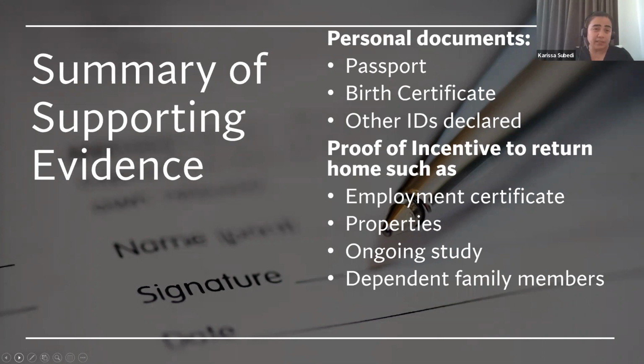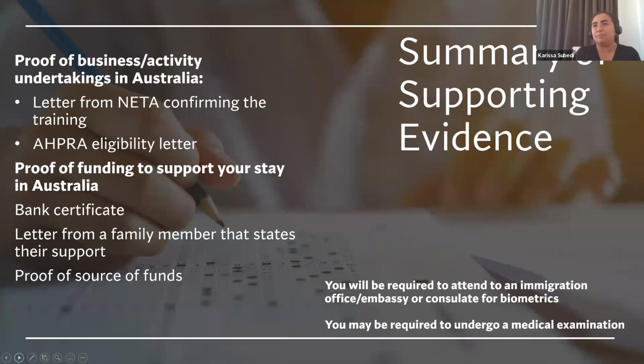If you have ongoing studies back home, that's also something that you need to go back to. And if you've got some dependent family members, specifically if you are married with children, maybe that is a good incentive for you to go back to your home country. More likely your visa will be granted because they know that you're coming temporarily to Australia and you are going back. You need to have the proof of business or activity undertakings in Australia. What are you going to do here? And I think I've said this several times, it's going to be those two strong documents, which will be your APRA eligibility letter and the letter from NETA confirming your enrollment for the training.